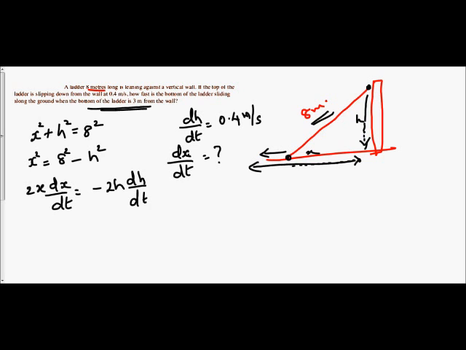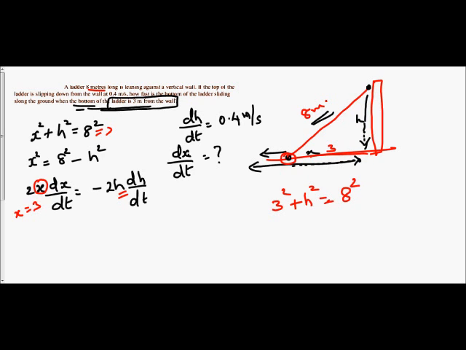Now going back, what is given? The ladder is 3 meters from the wall, the bottom of the ladder. That means x is given. The bottom of the ladder is 3 meters from the wall, which means x is equal to 3. So what about h? You need to substitute in here as 3 square plus h square equal to 8 square.